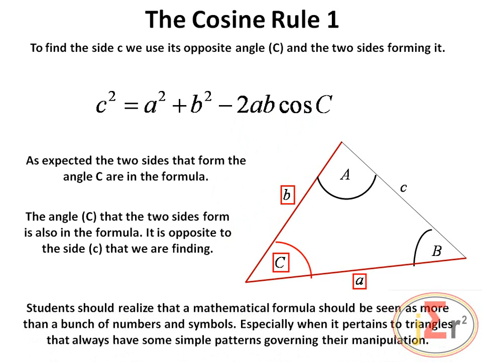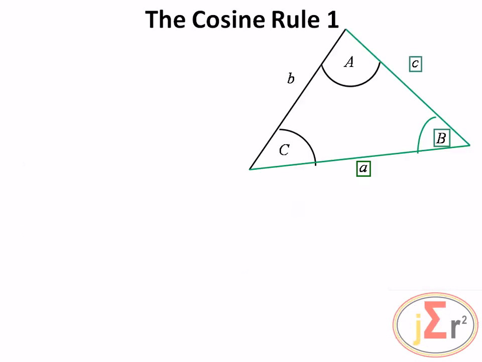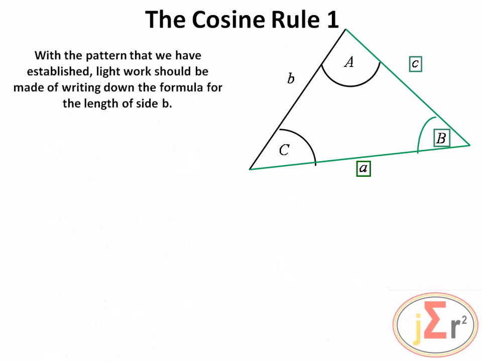Students should realize that a mathematical formula should be seen as more than a bunch of numbers and symbols, especially when it pertains to triangles, which always have some simple pattern governing their manipulation. So when formulae pertain to sides and angles of a triangle, there must be a pattern that governs them. And the pattern is usually very simple. So let us look at C.